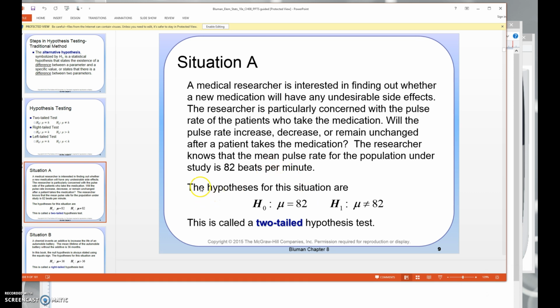Here is where we're going to first identify what the hypotheses are. In this situation, the null hypothesis would state that the beats per minute do not change. They're equal to 82. Now, the alternative hypothesis would then be that it doesn't equal 82, whether it increases or decreases. So we'll use the not equal to symbol. This is called a two-tailed hypothesis test.